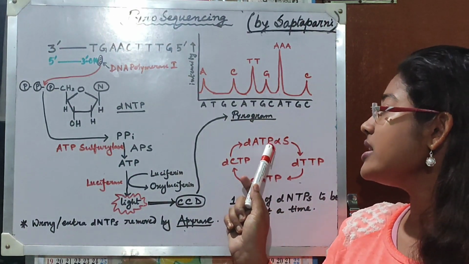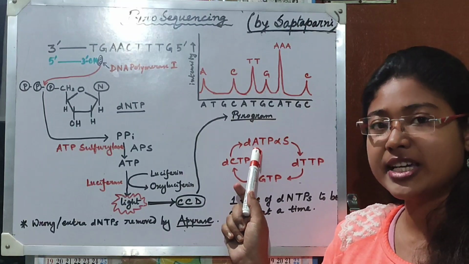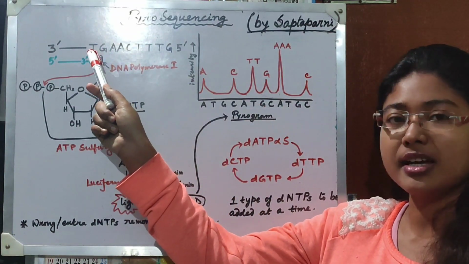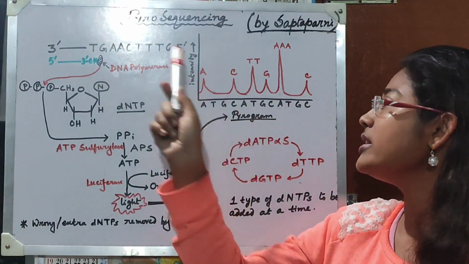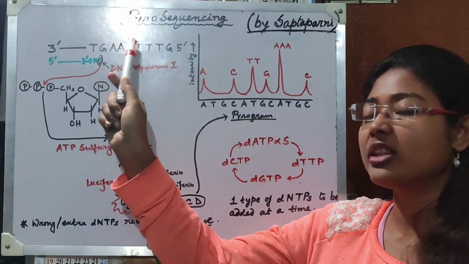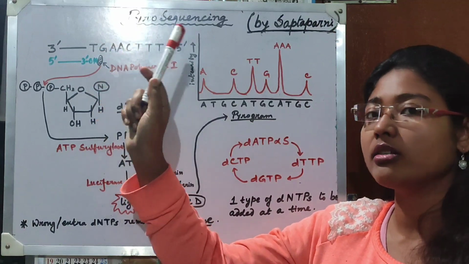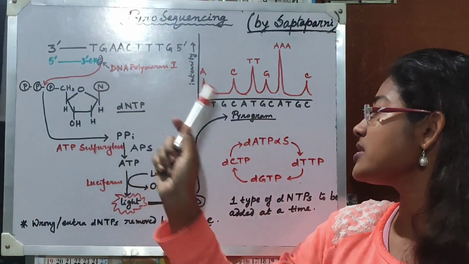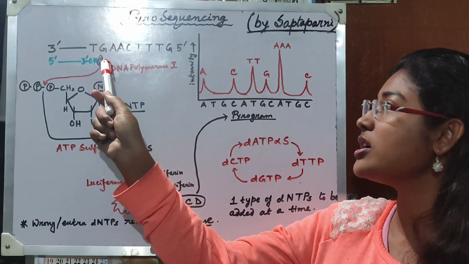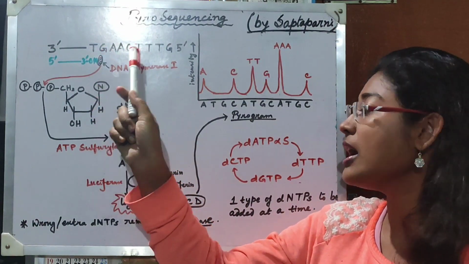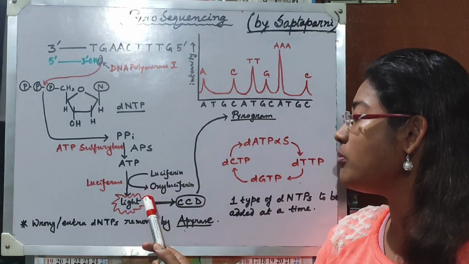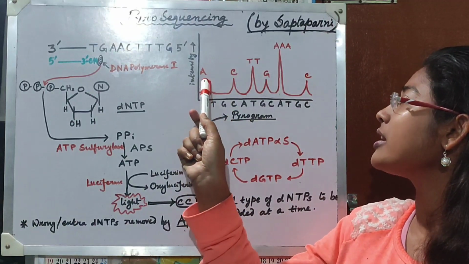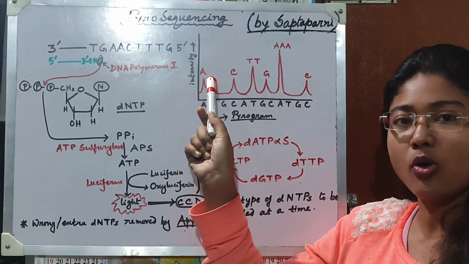And if there is the complementary base of dATP, that means there is the complementary base of adenosine there, that means if there is T, then only the adenine will get attached here. And if there is no T, then dATP will not get attached here. So as here the T is present, dATP will get attached here and will form the complementary base pairing, and as a result the light will be formed, and this light can be seen in the pyrogram as a peak, okay, as a peak of A.